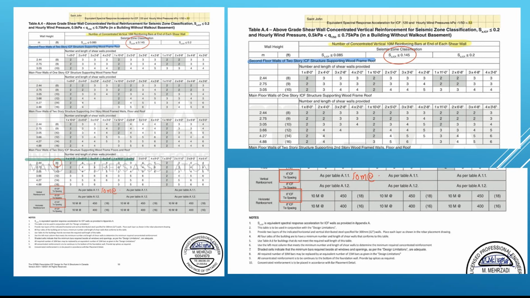Now if I take this table out of the ICFMA manual and go over here and find my equivalent spectral response acceleration, and this is for the St. John area, I can go, okay, bingo, there we go. Then if I'm looking here, if I've got a main floor wall of a 2-story house, or in this case, a second floor of a 2-story ICF structure highlighted here, each one of these you can pick and choose which one you've got.